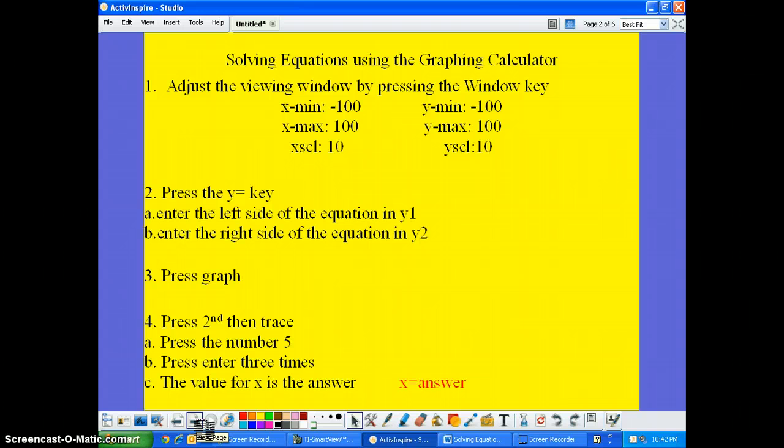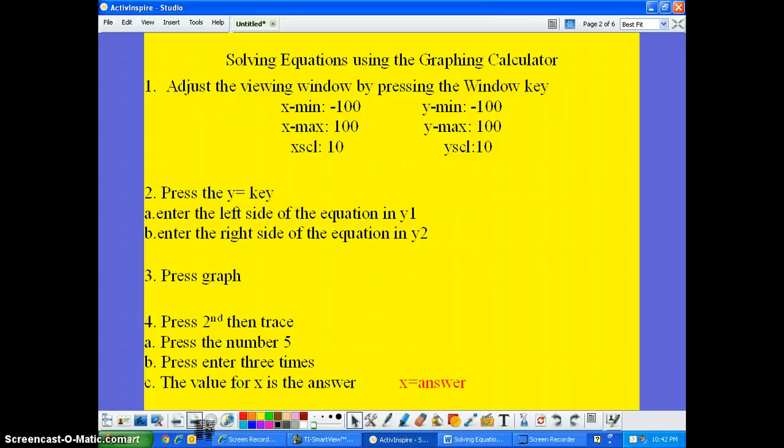First step is to adjust your viewing window by pressing the window key. Here you will set your x min, x max, and x scale, along with your y min, y max, and y scale. After adjusting your viewing window, press the y equals key. Enter the left side of the equation in y1, and enter the right side of the equation in y2. After you enter your equation in y1 and y2, press the graph key.